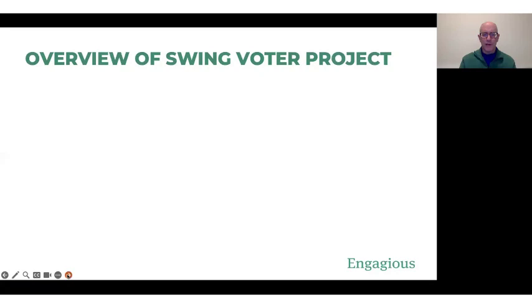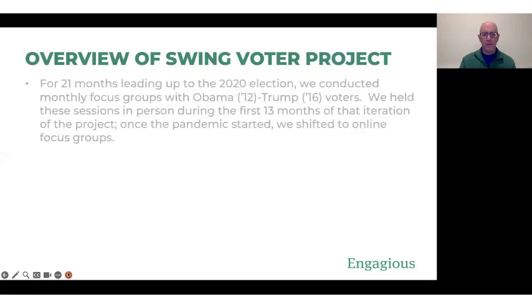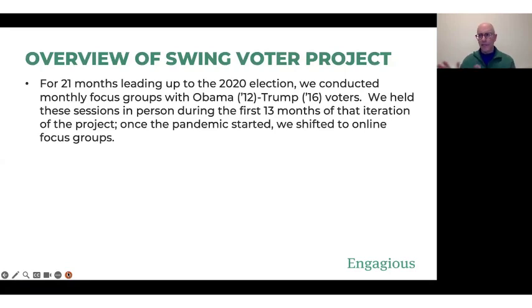So the project is something we started in March of 2019. We're just approaching the 5-year mark. And so it has 3 time frames in it, depending upon who the president was at the time we did this work. So for the first 21 months leading up to the 2020 election, we conducted monthly focus groups with Obama 2012 voters who flipped to Trump in 2016.